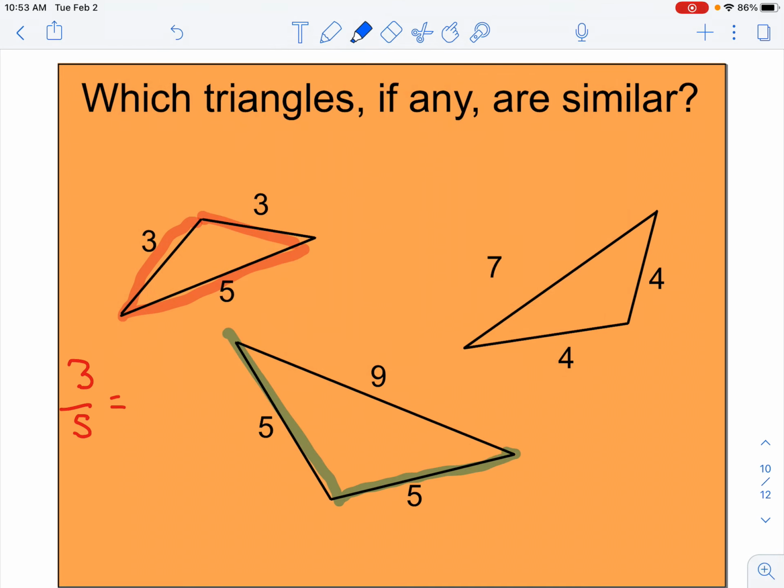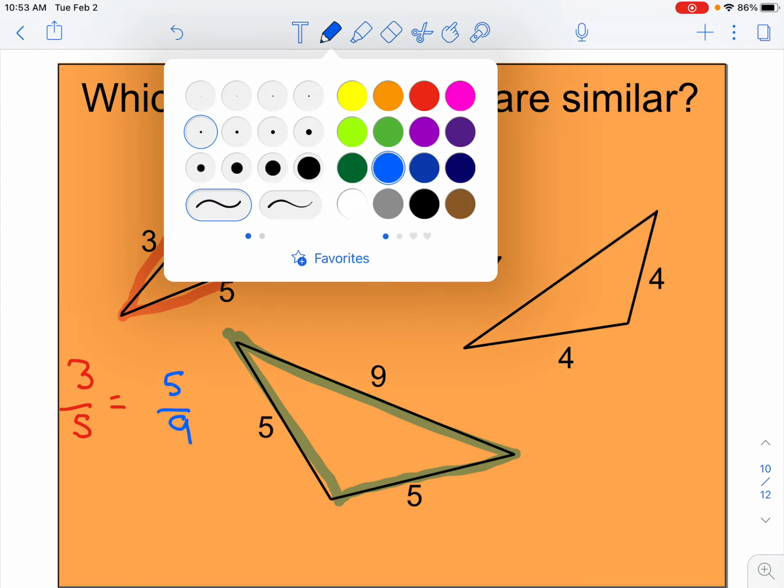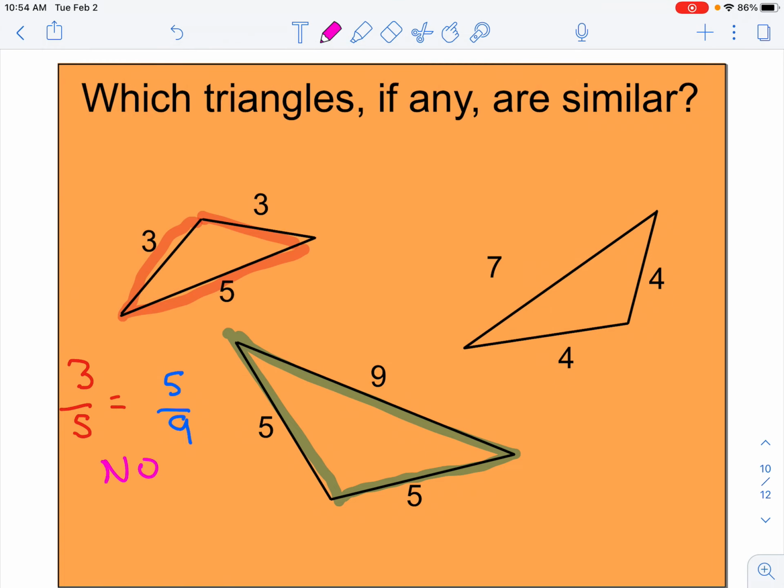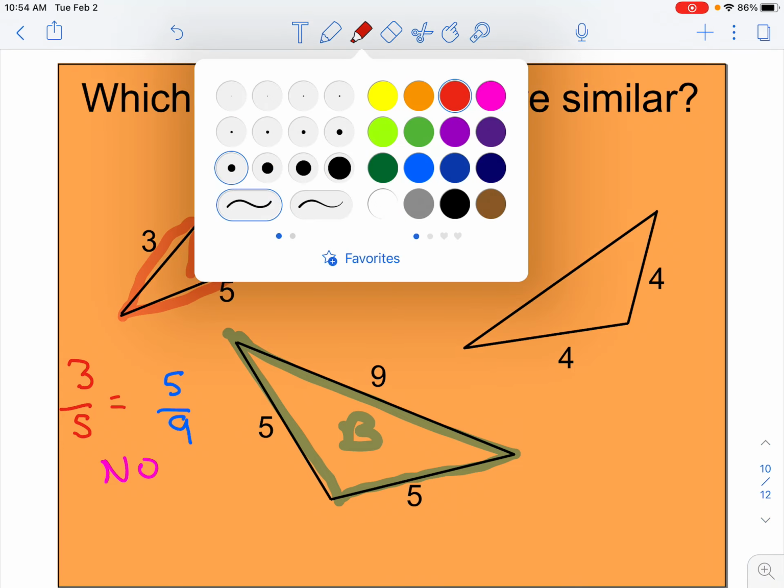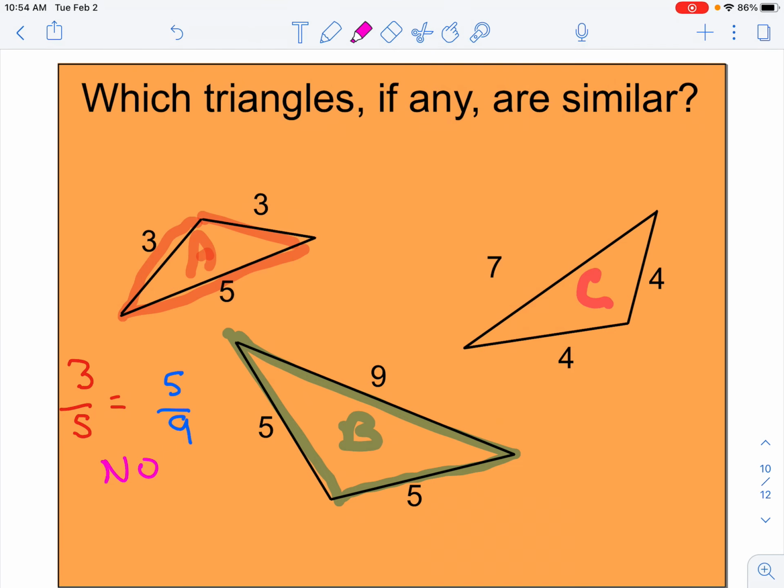Okay, so hopefully you got a chance to try one of these at least. If you look at these two, the red and the blue triangle, is the ratio of 3 to 5 the same proportion as 5 to 9? And this is no. So these two are not similar. We might want to label these, like this is triangle B and this is triangle A, and then we can have this third one be C.